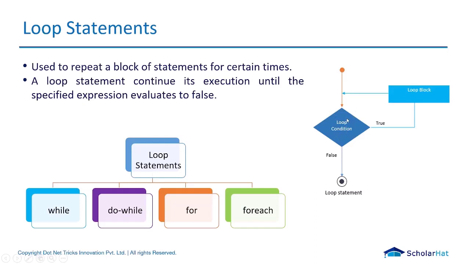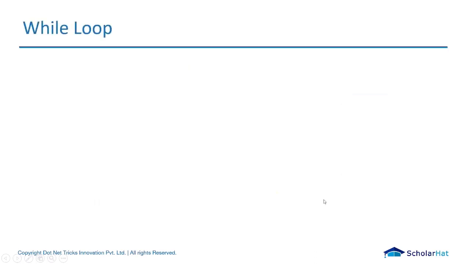If this condition is true, then the code block will be executed. Similarly, it will come here again, check the condition again, and it will go on and run until this condition is false. When the condition is false, it will end here. All right, this is how a loop will work.